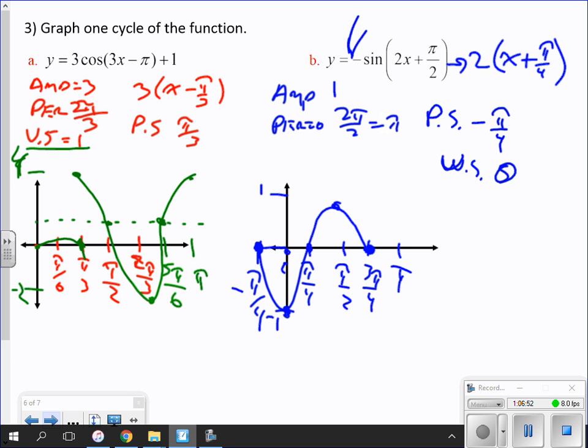Okay, questions? That last one actually was easier than the first one. So. Almost done. One more problem. Don't worry, you'll have lots of practice to make sure you get it right.